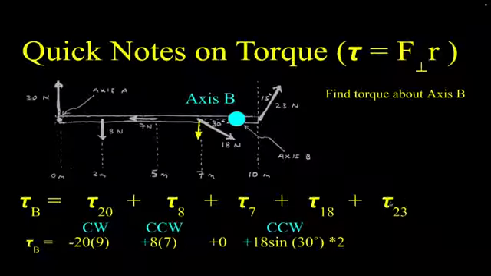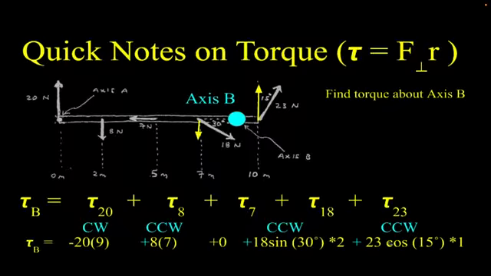So 18 sine 30 times 2, and that's positive because it's counterclockwise. Notice that the 23 Newton force and the 18 both want this thing to go counterclockwise. They would sort of set it up to circulate like this. And so this is going to be another positive term because of being counterclockwise. And it's because this component right here, which is perpendicular to the door, would cause it to rotate. And that's going to be 23 cos 15. And then we'll multiply by 1 because the end of the door at 10 meters is only 1 meter away from the axis.